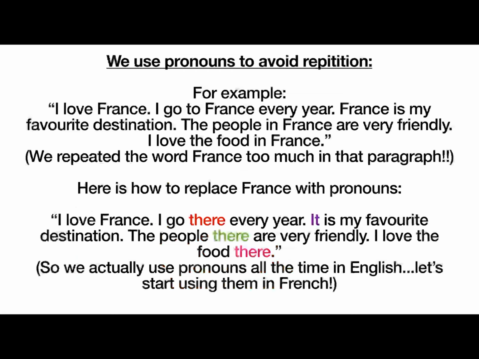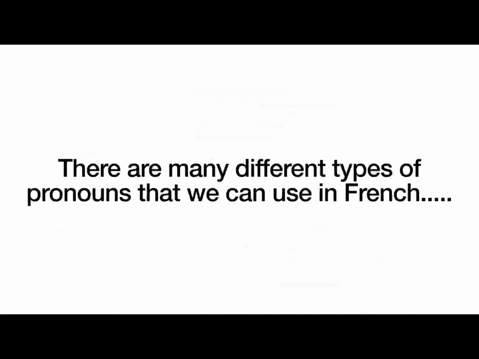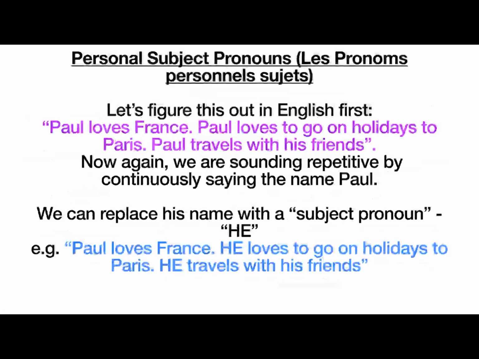So for example, I love France. I go to France every year. France is my favorite destination. Instead of continuously saying France, we say I love it. I go there. Okay, so we use pronouns all the time in our own language. We just need to learn how to do them in French.